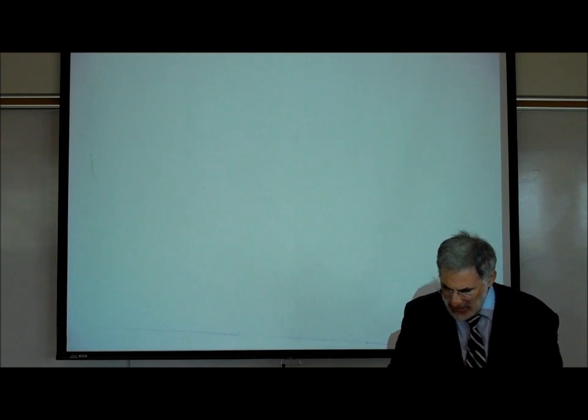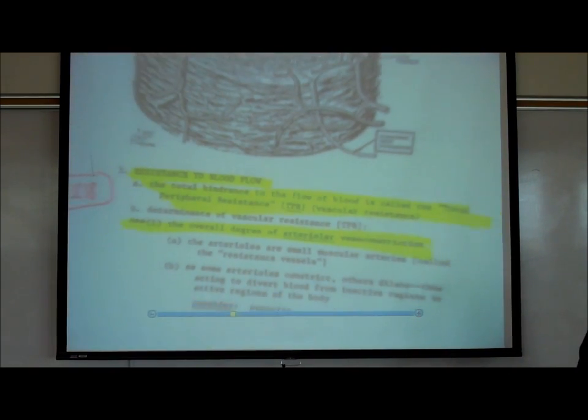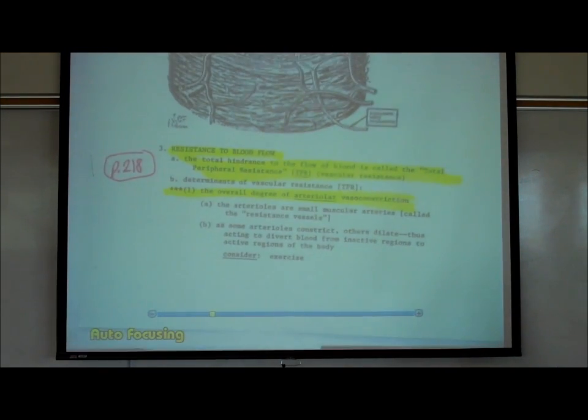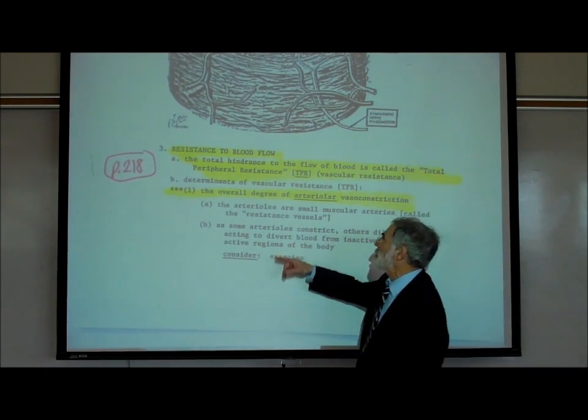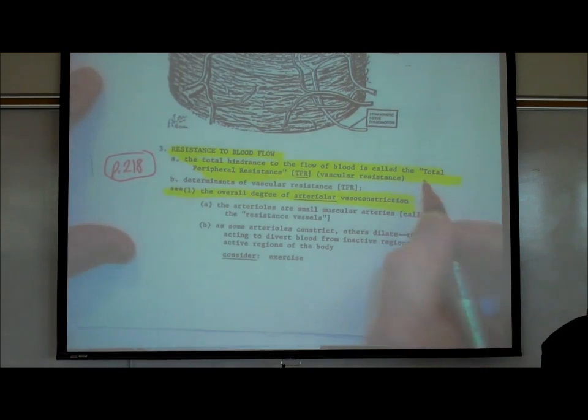Now, we're going to skip page 216 and 217, and I'm not likely to come back to it. It's not that it's unimportant, but we're short on time. So we are on page 218 at the bottom. And on the bottom of 218, I want to explain that term I've just given you, total peripheral resistance, or TPR.